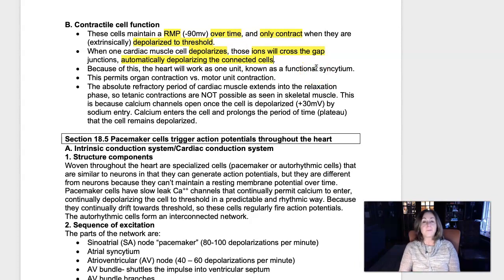With skeletal muscle, remember, each individual muscle cell was controlled by a neuron. And so skeletal muscles worked in units called motor units. You might remember that.